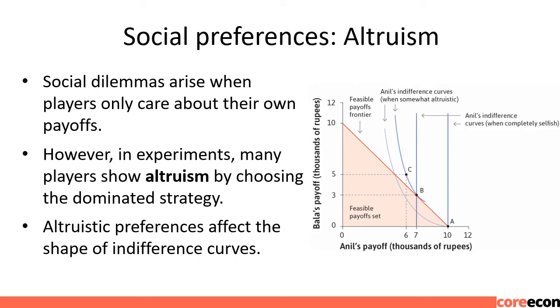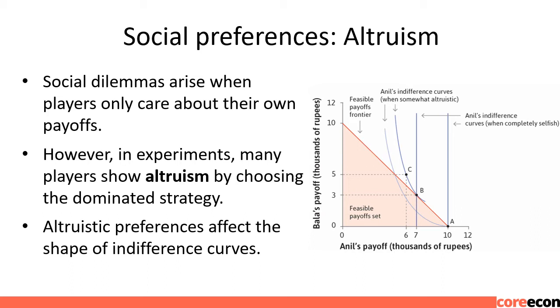Social preferences, altruism. Social dilemmas arise when players only care about their own payoffs. However, in experiments, many players show altruism by choosing the dominated strategy. Altruistic preferences affect the shape of indifference curves. Anil's indifference curves are vertical when he is selfish.